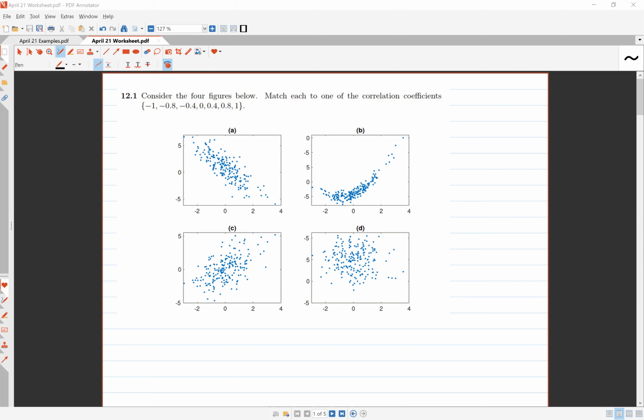Because what will happen in practice is you're going to sample individuals or objects from some population, and for each sampled object, you're going to collect information from different variables. And so we're looking at the case where you have two variables, say an X variable and a Y variable, and you want to assess whether there is some kind of relationship between the two.